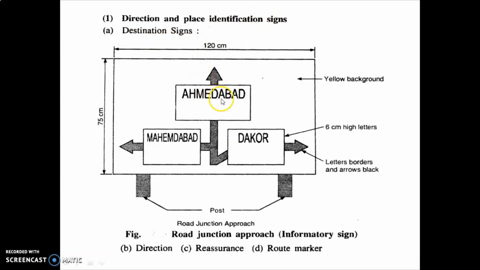You can see Ahmedabad, Mahemdabad, Dakor. So this will have a yellow background and the letters are 6 cm high, with letter border and arrow in black, and these are your posts. Okay, road junction approach. So you can say direction, reassurance and route marker. So direction and place identification sign indicates the destination sign, direction, reassurance and route marker. A 75 cm by 120 cm board is there.